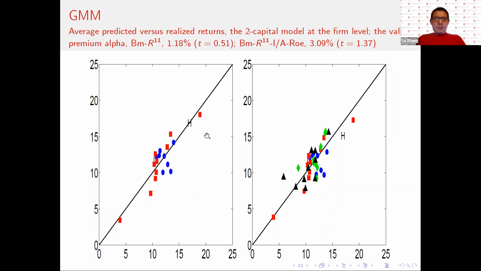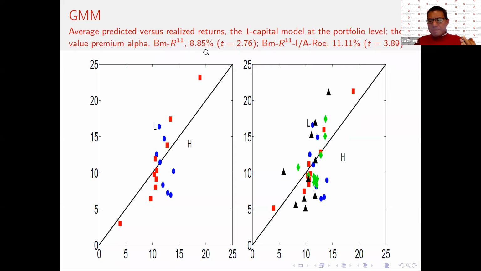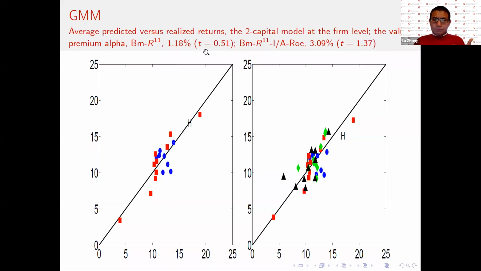Scatter plots. The left panel is value and momentum simultaneously. Winner minus loser, value minus growth. We see the model is fitting pretty well. In terms of value premium alpha, this is our benchmark estimation with the two capital model estimated at the firm level, basically with the exact aggregation. You see the value premium alpha is only 1.18% per year. And this is an improvement relative to 8.85% per year in the prior literature.